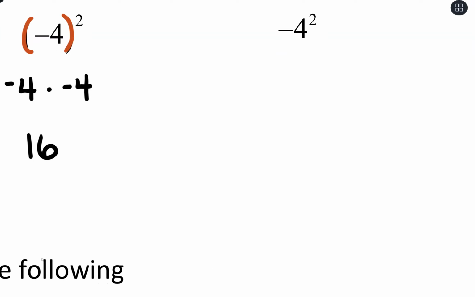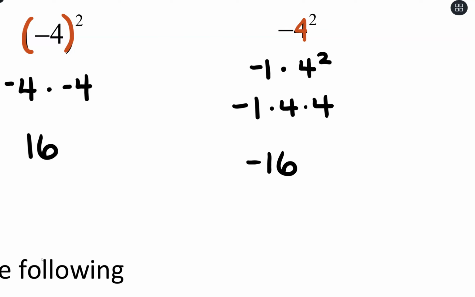With this next one, again, that exponent's positive, so I don't need to move anything around. What's different is I don't have parentheses this time, so the only thing being squared is the 4. So this would be the same as writing negative 1 times 4 squared. So this is negative 1 times 4 times 4, which is a negative 16. So that negative keeps hanging out front while we square that value of 4.